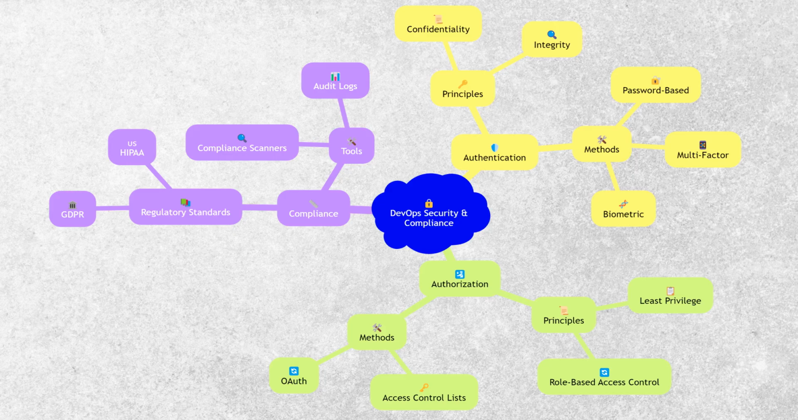In the realm of DevOps, security and compliance are paramount. They ensure that systems are protected against unauthorized access and that they adhere to regulatory standards. This presentation delves into the critical aspects of designing and implementing authentication and authorization methods, which are foundational to any security and compliance plan. We'll explore the principles, strategies, and tools necessary to safeguard your DevOps environment.